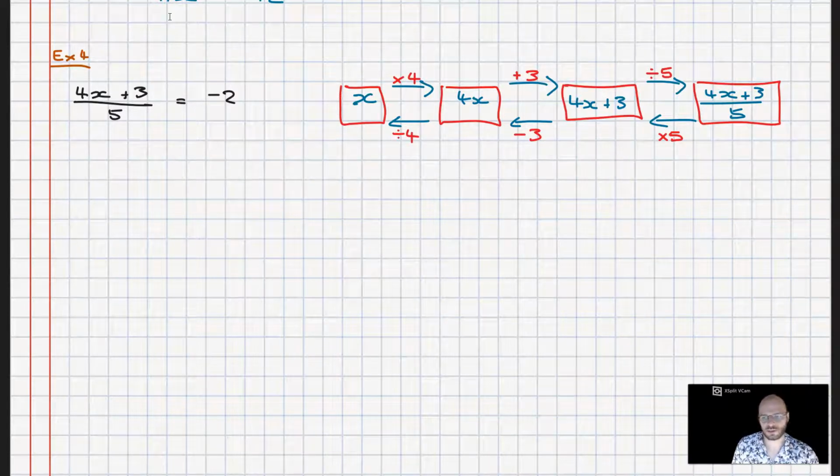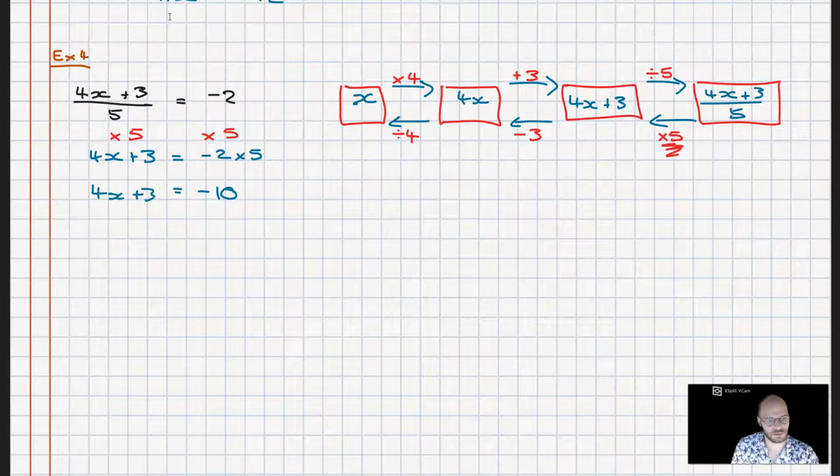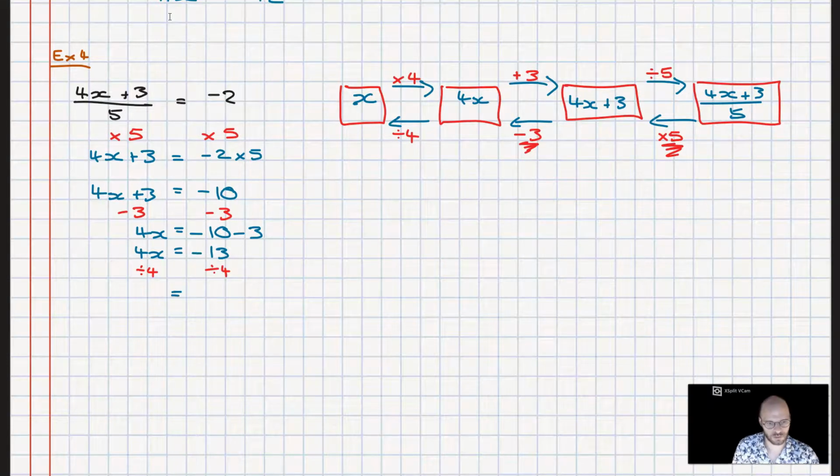Alright, so following the process, the first one, times by 5, going to do that to both sides. That will yield minus 2 times 5, and then simply 4x plus 3. Next step, we have the take 3. Left hand side gives us 4x. Right hand side gives us negative 10, take 3, which is the same as writing negative 13. And then finally, we've got the divide by 4. So on the left we've got x, and on the right hand side we've got minus 13 divided by 4.